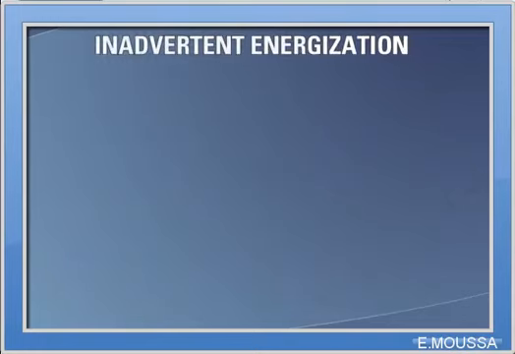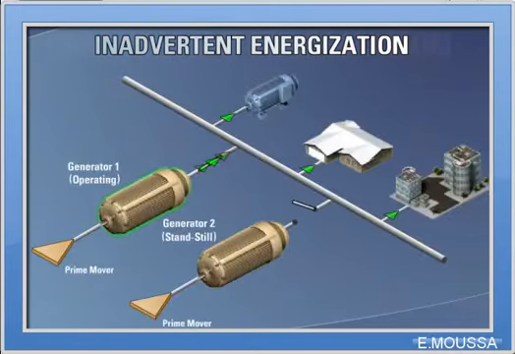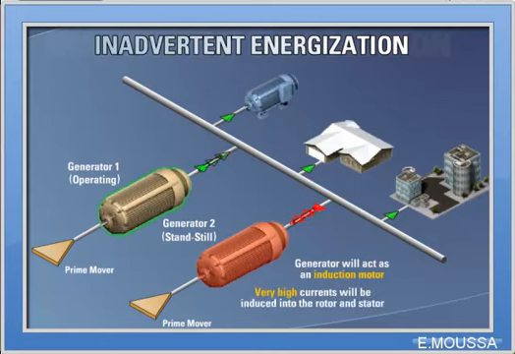Inadvertent energization is the final primary generator protective element we will discuss. If the generator is inadvertently brought online without being up to speed and synchronized, or is at standstill when the breaker is closed, severe damage could occur. The generator will act as an induction motor if the circuit breaker is closed when the generator is at standstill. Very high currents would be induced in the rotor and stator components, resulting in rapid overheating and damage.